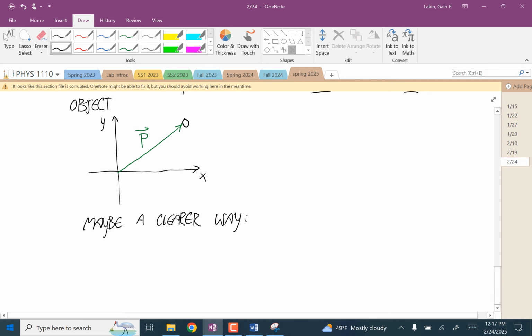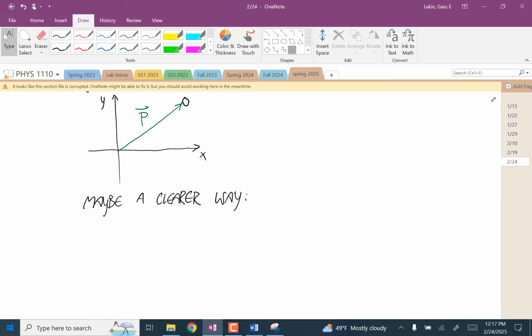And it means the exact same thing, that the components of the position vector are just the coordinates of the object at any instant.